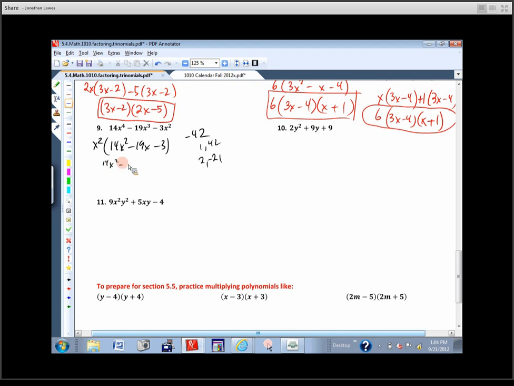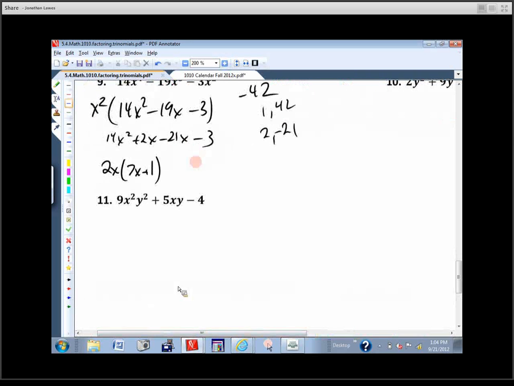14x squared plus 2x minus 21x minus 3. Take out 2x. I'm left with a 7x plus 1. Remember, I took everything out. What can I take out of a 21 and a 3? I can take out a 3 and what sign? Negative. Always the leading sign. So I'm left with a 7x. Took out the negative and the 3, so that leaves me with a positive. So my answer is 7x plus 1, 2x minus 3 left of the first and the second one.